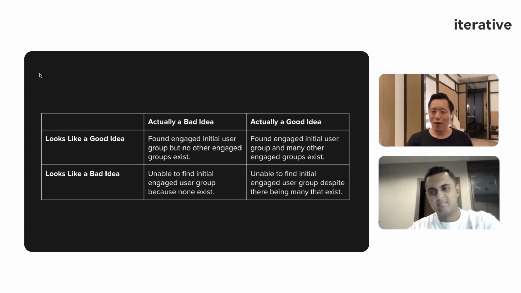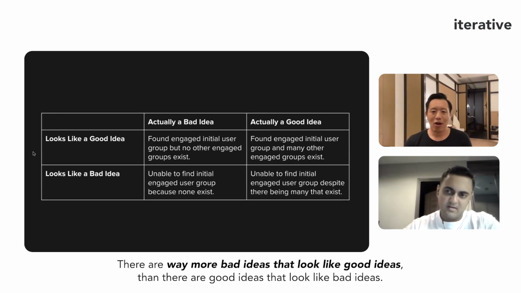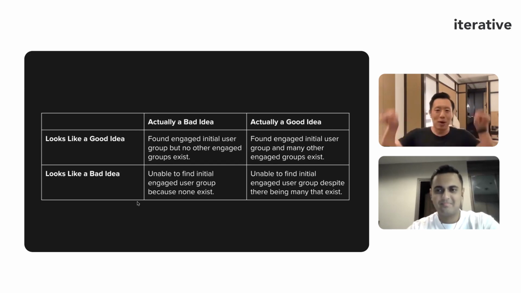The one thing I'll add here, which I thought was the most interesting thing about all of this, is there are way more bad ideas that look like good ideas than there are good ideas that look like bad ideas. There's way more. If you look at the probability distribution in each of these quadrants, they are not equal.